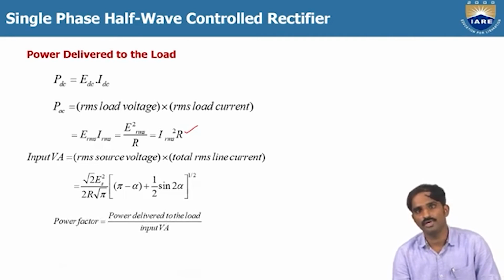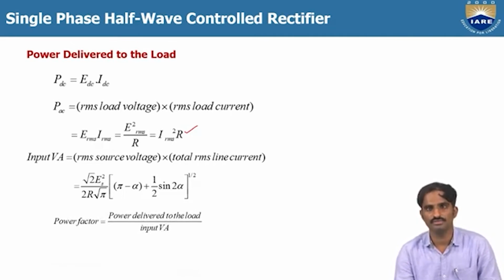We can also find the power factor by using this equation, because these are all standard equations that you know already. These are the parameters like the power delivered to the load, the input VA and the power factor. If you want to find all these parameters, before that you should find the average load voltage and current as well as the RMS load voltage and current.